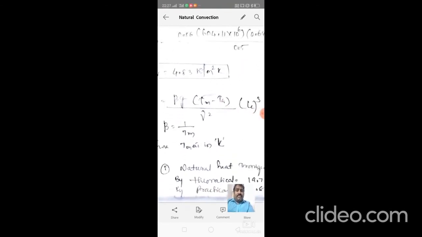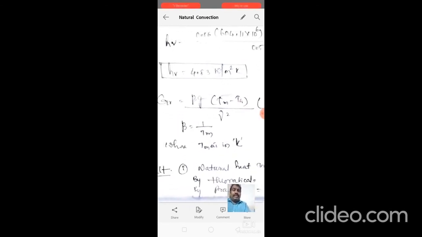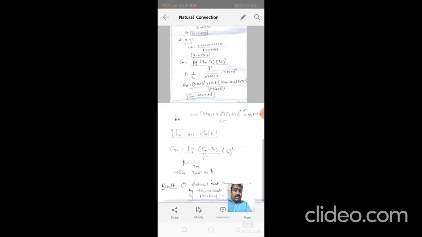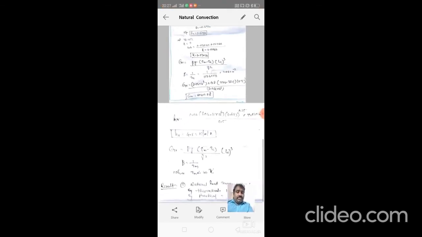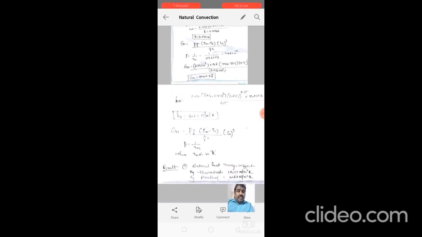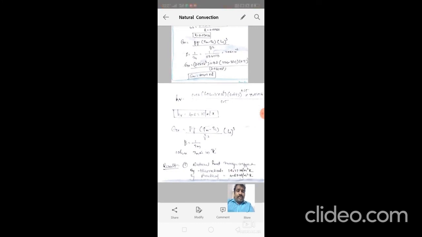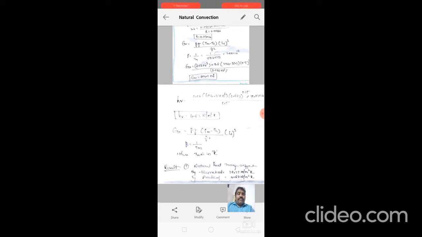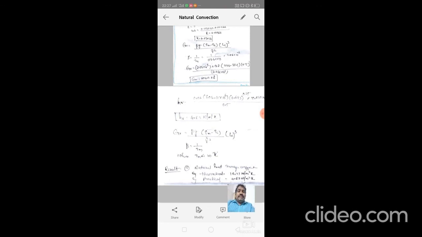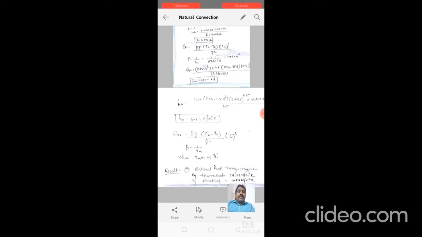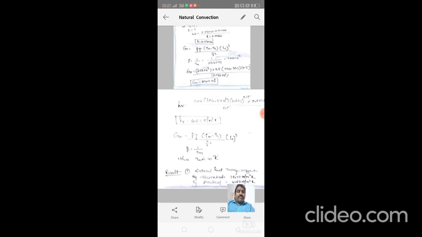So finally the result: the natural heat transfer coefficient for the practical case is 19.77 watt per meter square Kelvin, and for the theoretical case the heat transfer coefficient is 4.83 watt per meter square Kelvin. This is the calculation part of the pin fin apparatus. Thanks for watching this video.